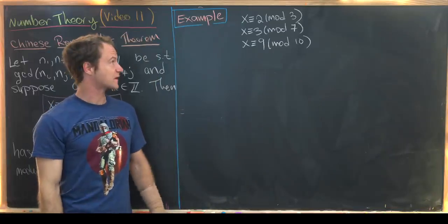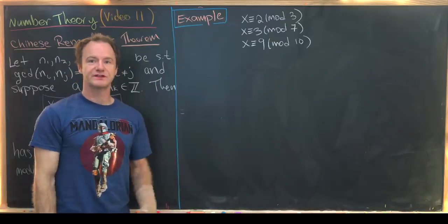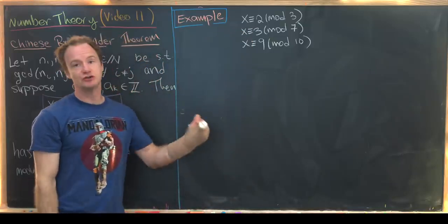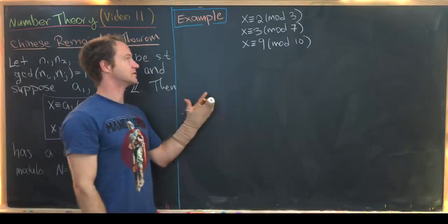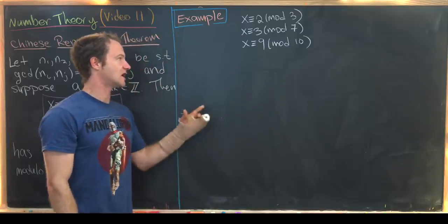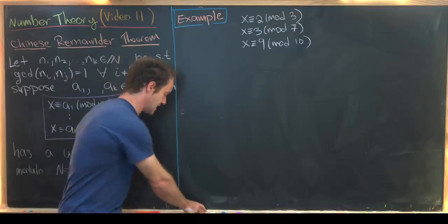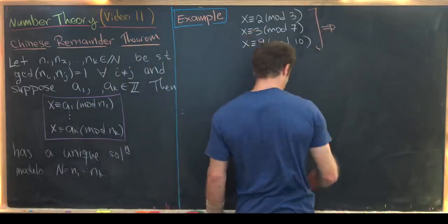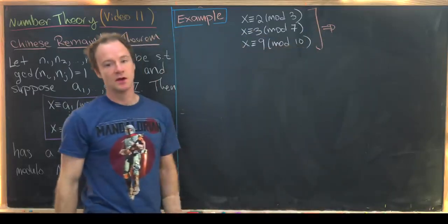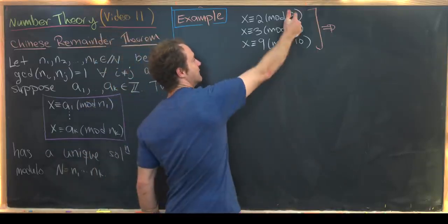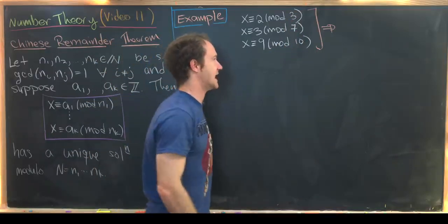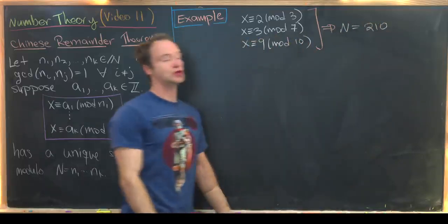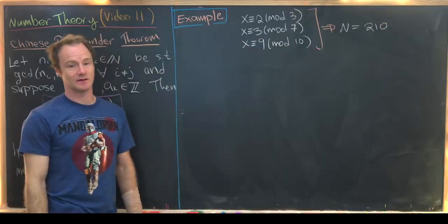Okay, so let's start with the following example. We want to solve this system of three congruences. x is congruent to 2 mod 3, it's congruent to 3 mod 7, and congruent to 9 mod 10. Okay, so maybe the first thing to do is to calculate our capital N, which will be the product of 3, 7, and 10. So our capital N in this case will be 210.